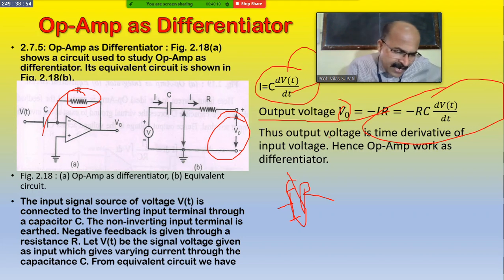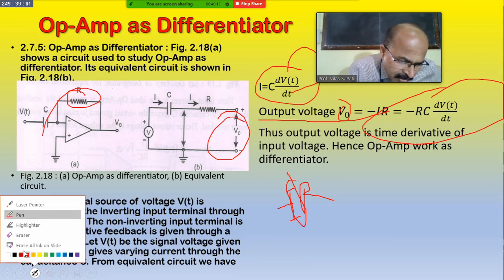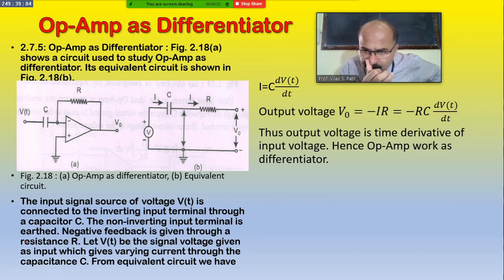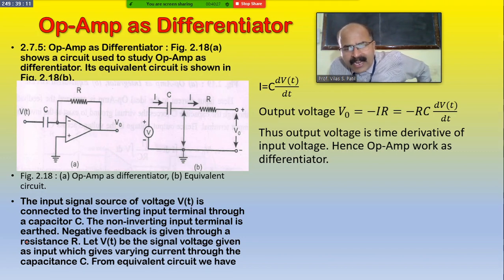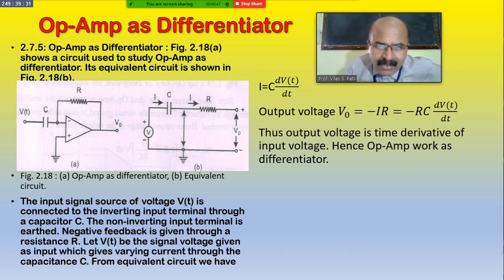Okay, friend, understand it? This is the second application we have seen, the second application of the operational amplifier. If you have any doubt, then ask me, please. You understand well the op amp as a differentiator, because the output is the time derivative of the input, and hence this operation is known as a differentiator, to take the derivative of the input.